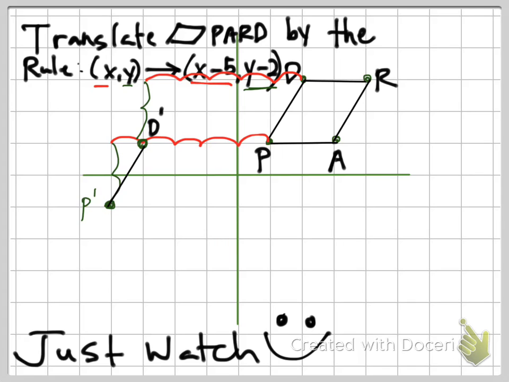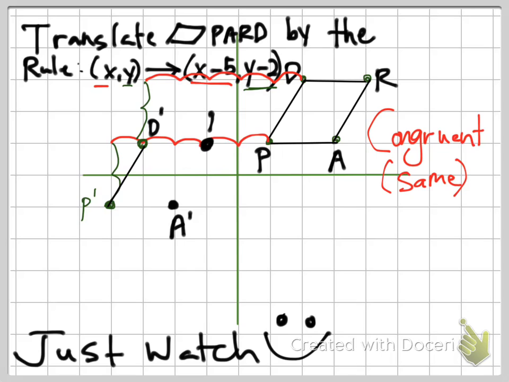P prime, D prime. And then I think since we've kept the shape, they're congruent shapes. They're the same exact shape. We haven't changed the size. We've just changed the direction. So we know that our points R and A have to be here and here. So I got A prime and R prime. And we've translated the shape by a rule. Subtract 5 and subtract 2.